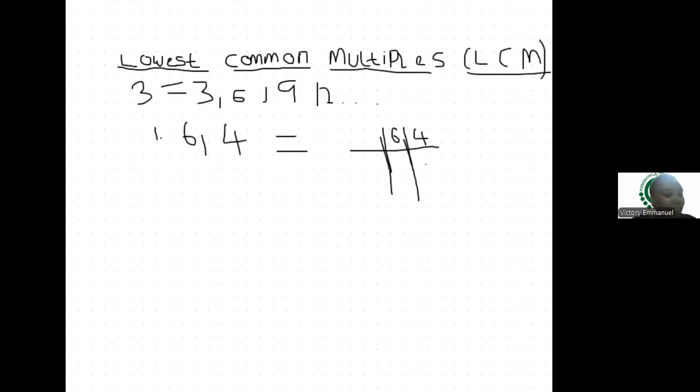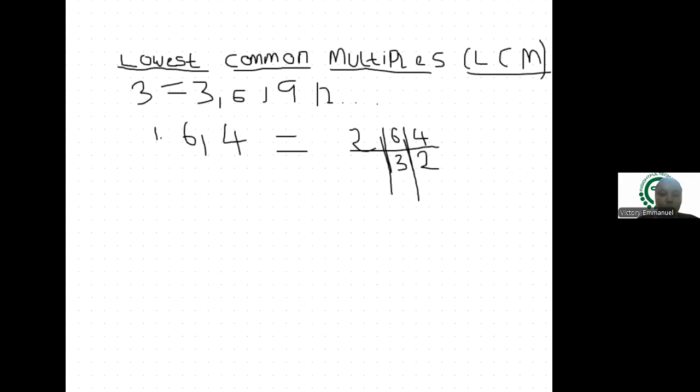Okay. Now, since 6 and 4 are even numbers, I'm going to try using 2. So I'll put 2 here. Now when I put 2 here, 6 divided by 2, what are you going to have? You're going to have 3. Okay. 4 divided by 2, you're also going to have 2, right? Because 2 times 2 will give you 4.